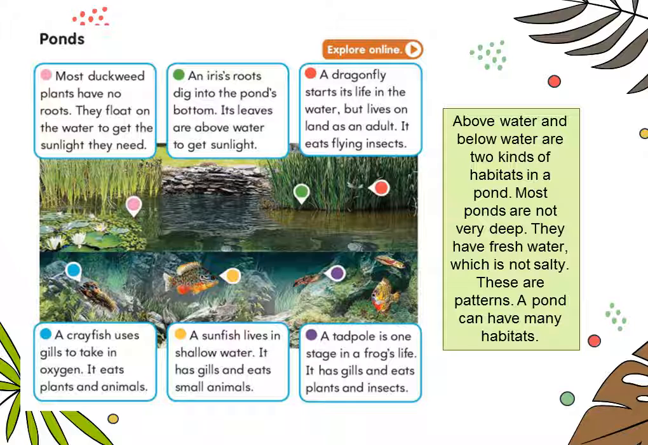Now here are few habitats on the screen for you. The first one is duckweed. The next one, an iris roots, a dragonfly, a crayfish, a sunfish, a tadpole. Children, there are few details about the habitats that live in the pond. Please read them.